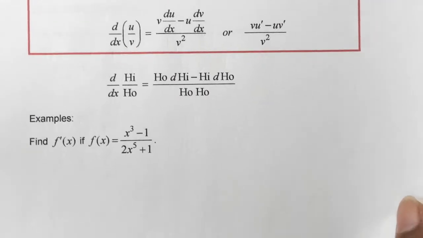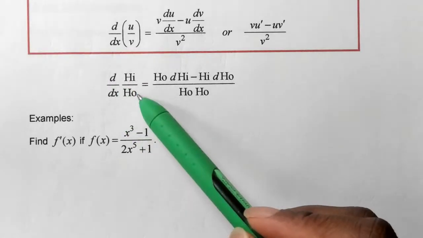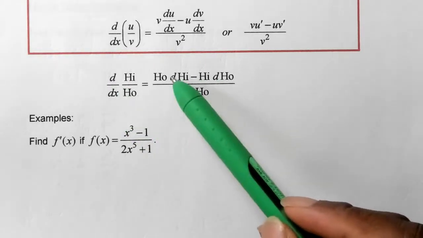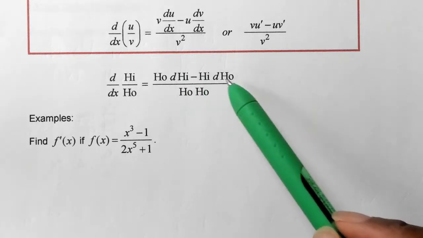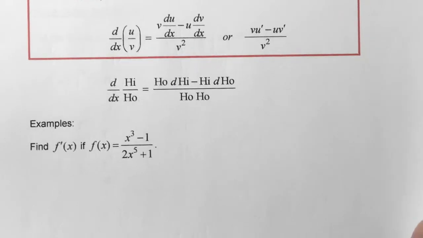Some people like to remember it using this little song, d dx of hi ho is equal to ho d hi minus hi d ho over ho ho. It's just a cute little way some people like to remember it, but it's not necessary.